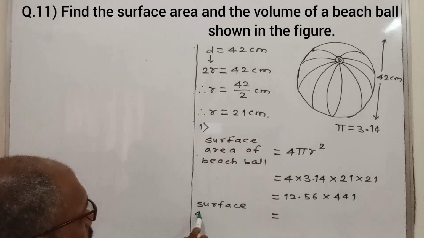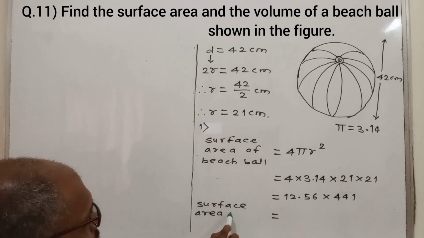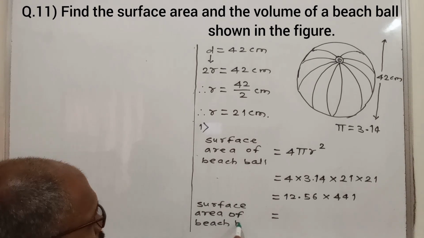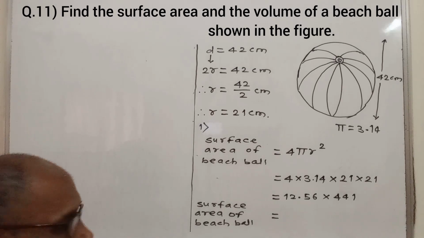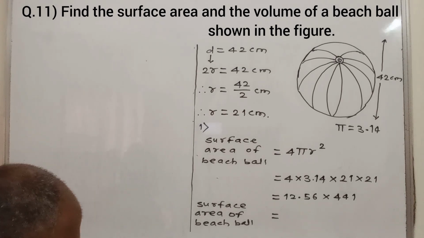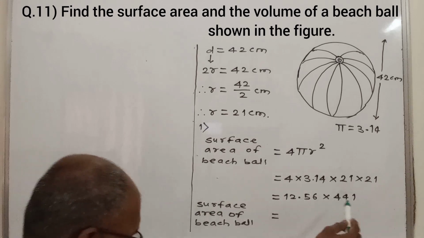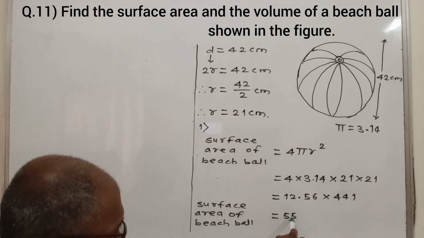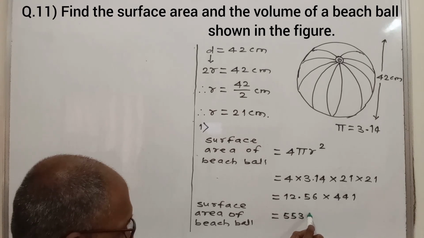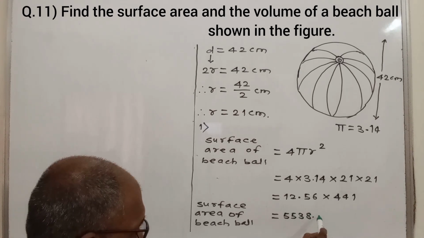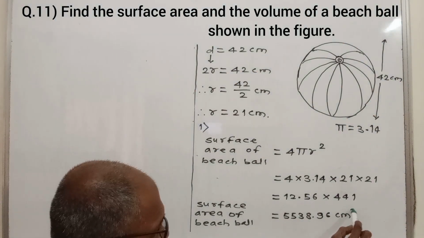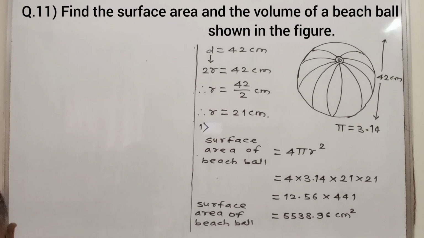Surface area of beach ball is equal to product of these two. Now see here, product of these two, 5, 3, 8.96 centimeter square. This is product of these two.